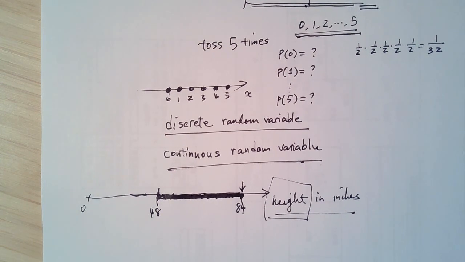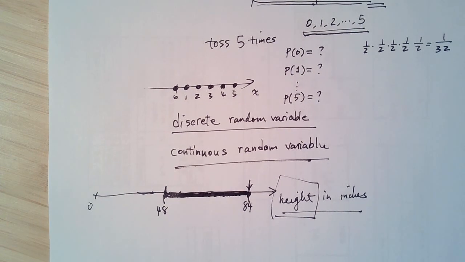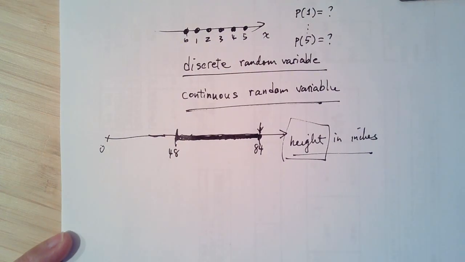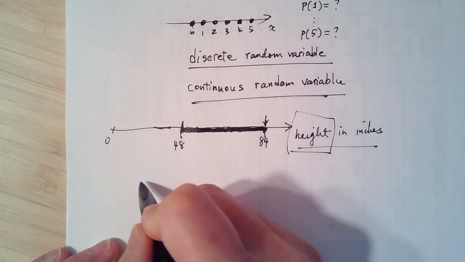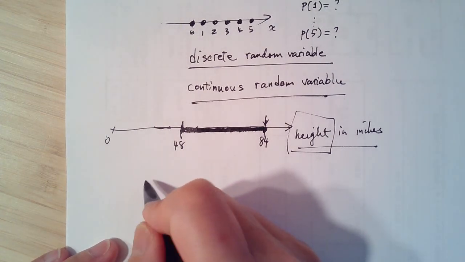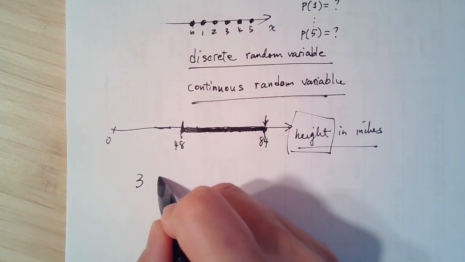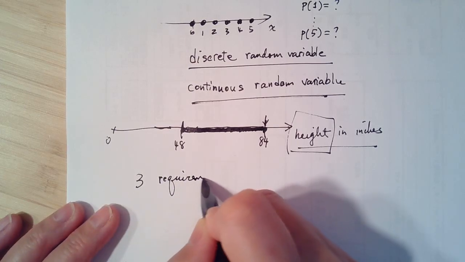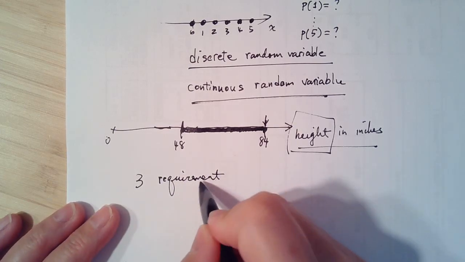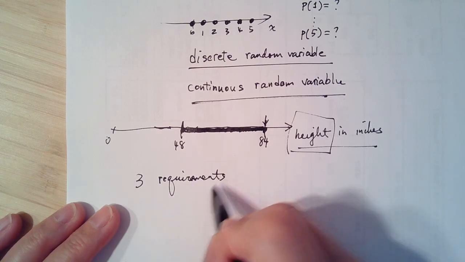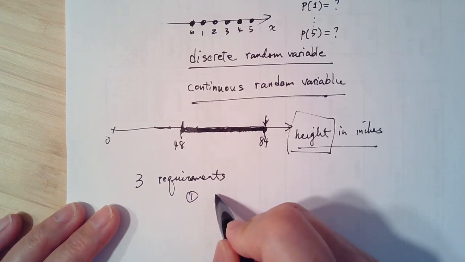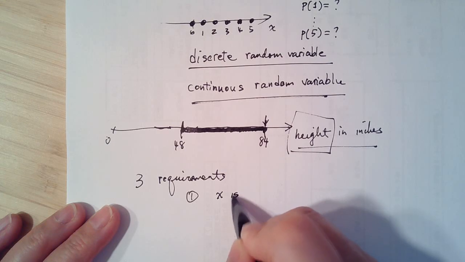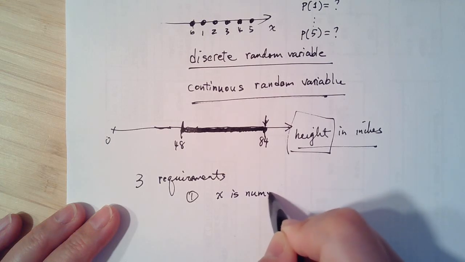Okay? So first off, we have this general idea. Now we are going to really talk about probability distributions. There are 3 requirements. Number 1, x is numerical.